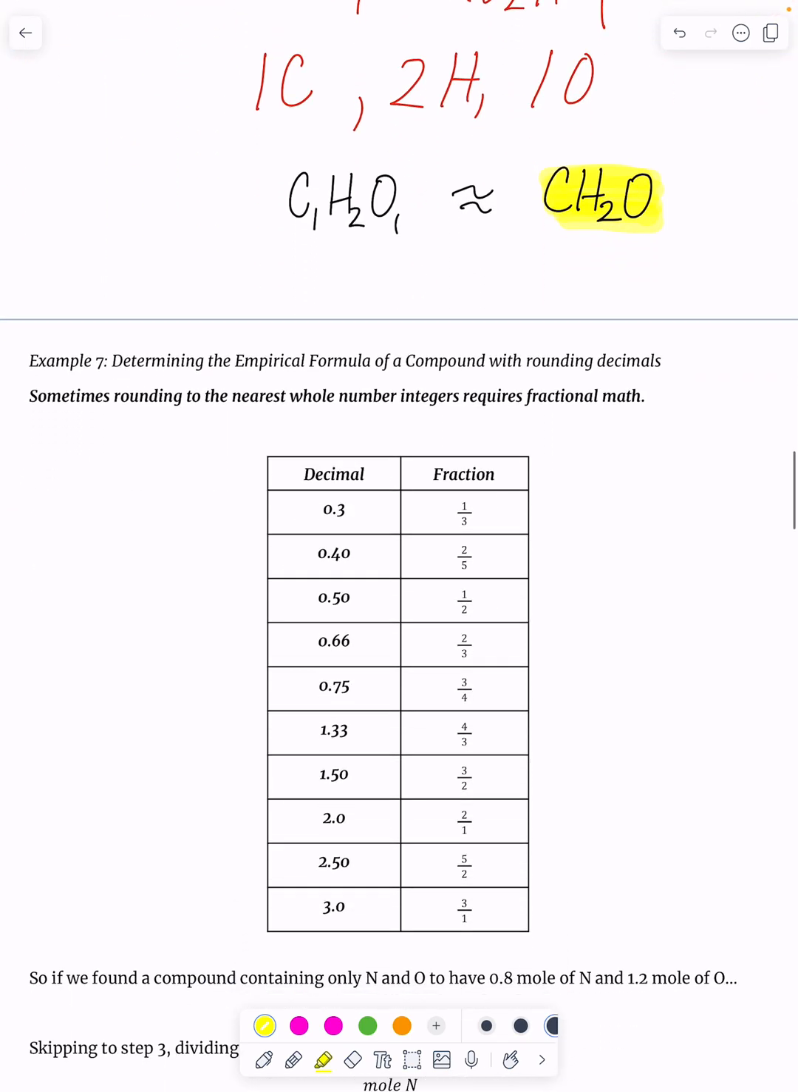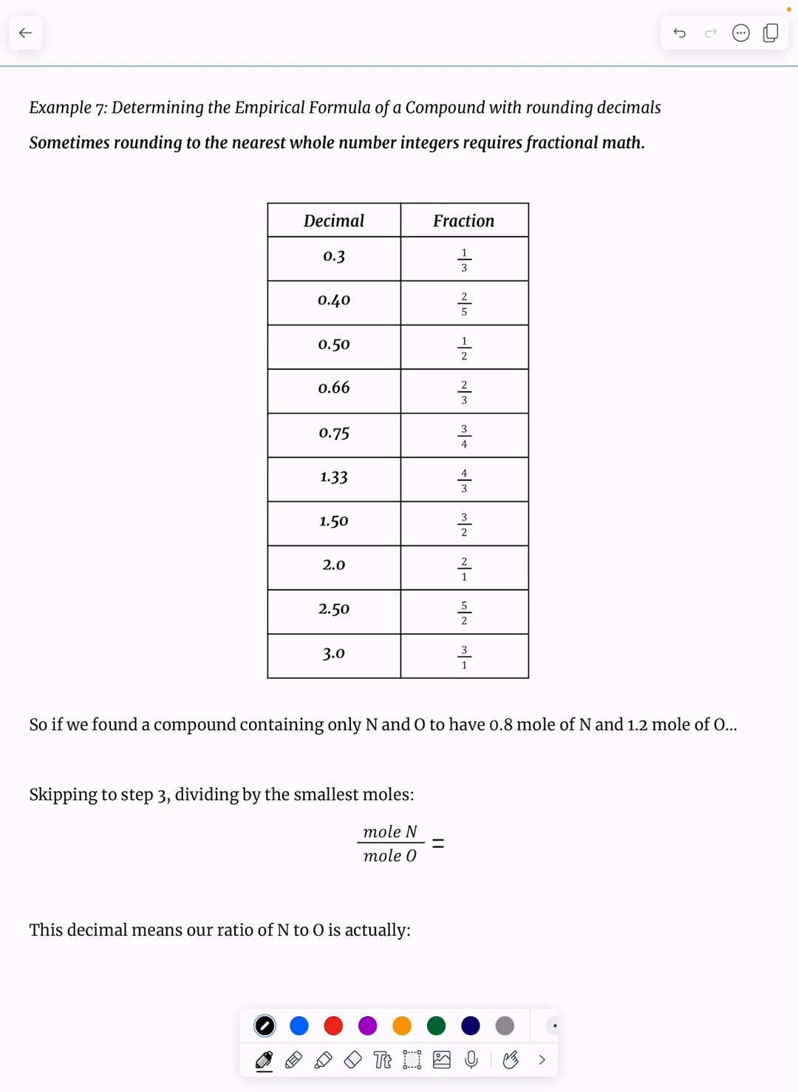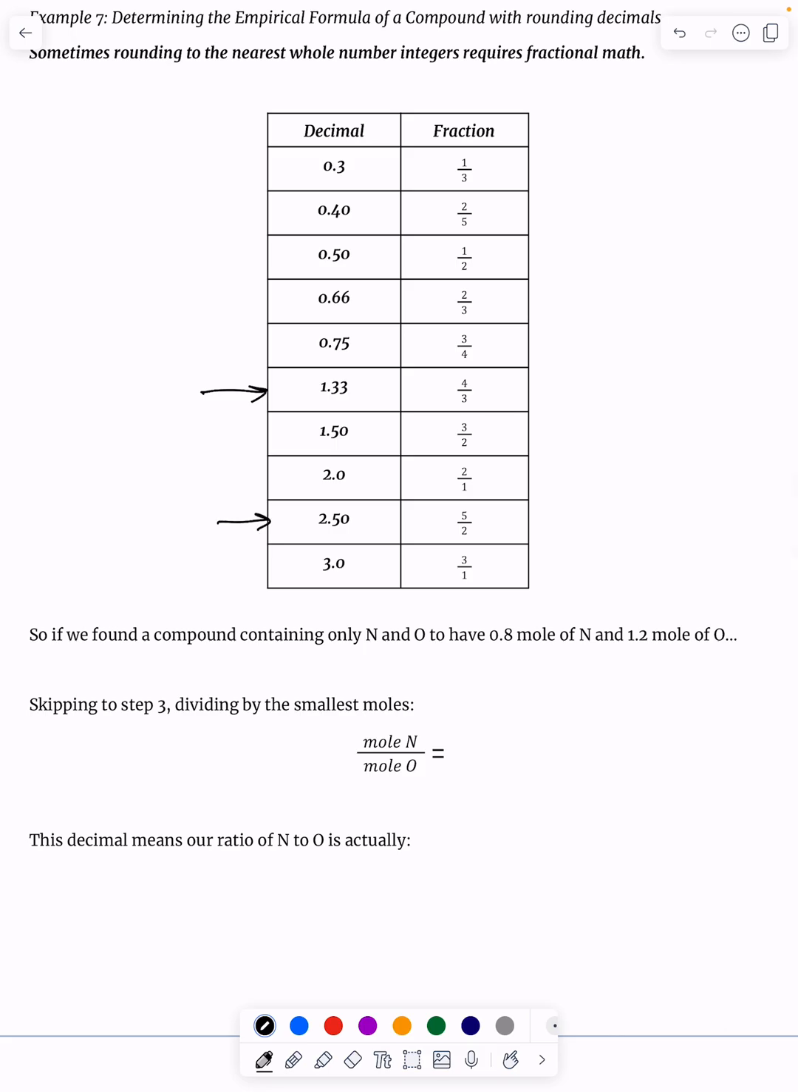Now, sometimes the rounding is not so great. I have to round to the nearest whole number, or maybe I cannot round to the nearest whole number, and I have to find a better ratio. If I ever get a decimal of 0.3, that's telling me that I have some sort of 1 to 3 ratio going on. If I ever get a ratio of 1.33 ending there, that means I have like a 4 to 3 ratio. If I get a decimal of 2.5, I must have a 5 to 2 mole ratio.